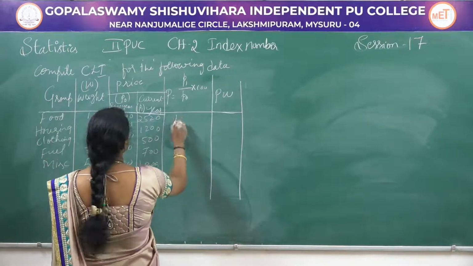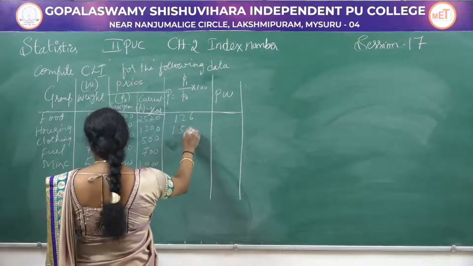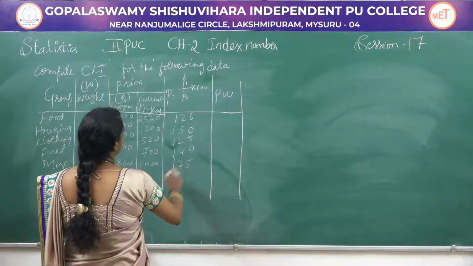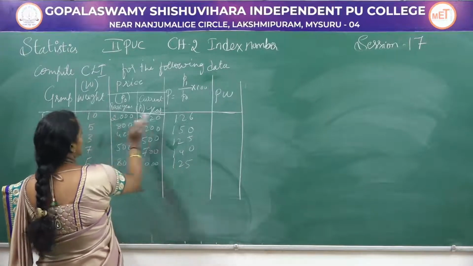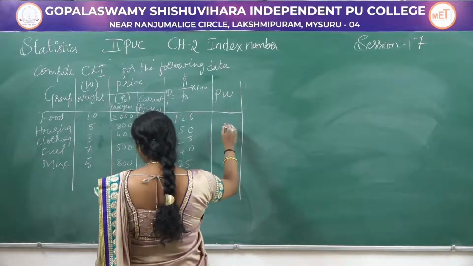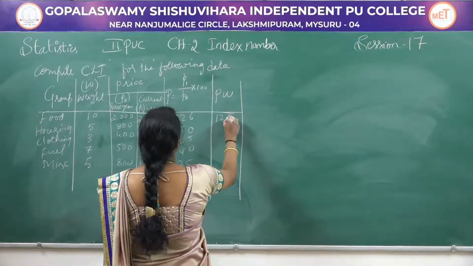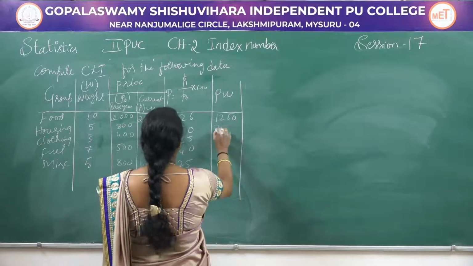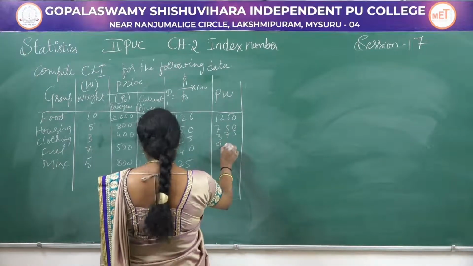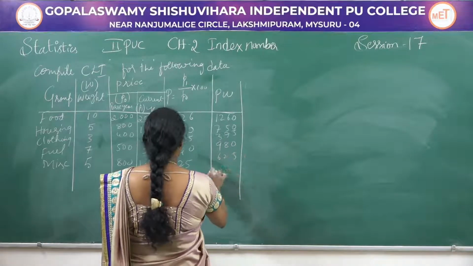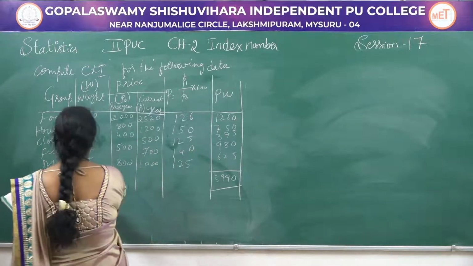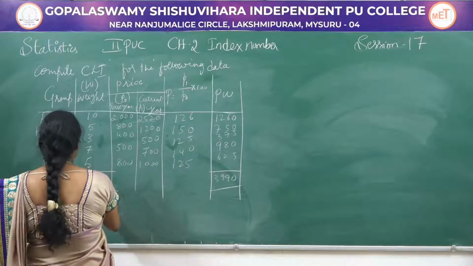So I will write down this one. It is 126, 150, 125, 140, again 125. Now you take the product of weight and the price, that is price relative P. It is 1260, 750, 375, 980, 625, and this total is 3990, and total this summation W is 30.